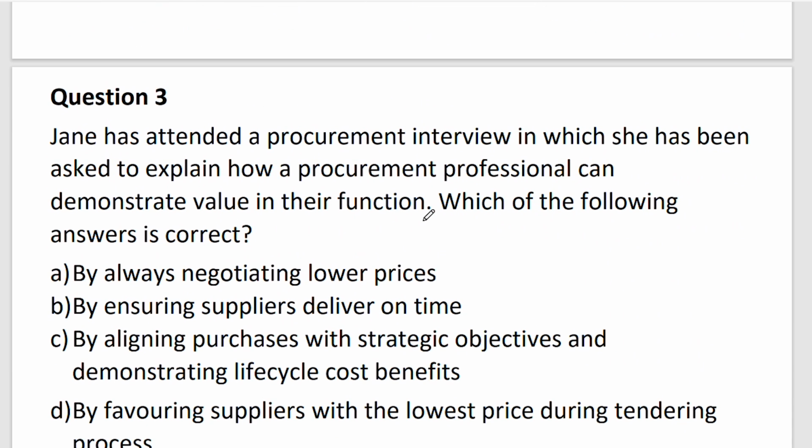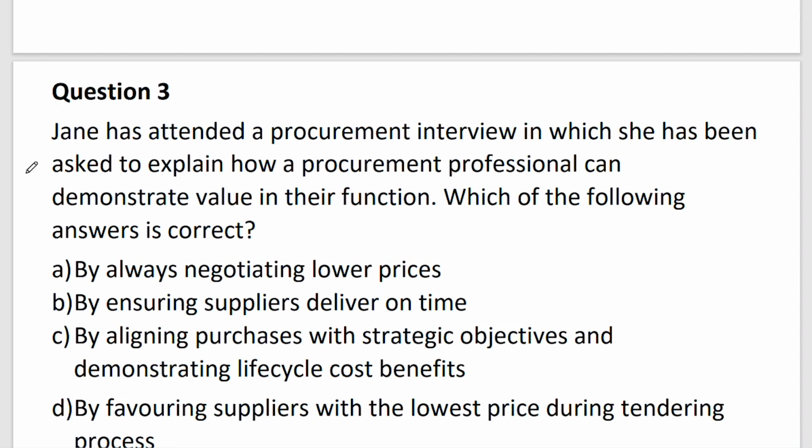Now, number 3. This is a bit practical. So in this case, what are we looking at? Jane has attended a procurement interview in which she has been asked to explain how a procurement professional can demonstrate value in their function. Do you know what value is? Can you show how a procurement person can actually demonstrate it? So it's just asking you to talk about value from a practical perspective as opposed to a theoretical perspective.